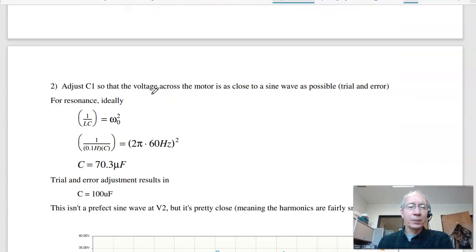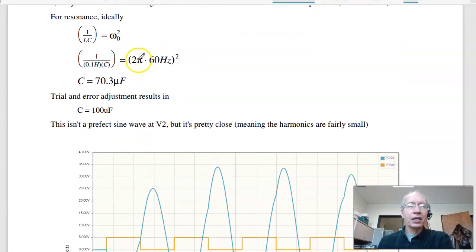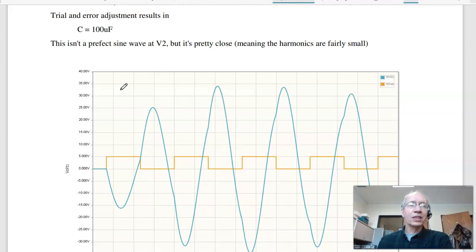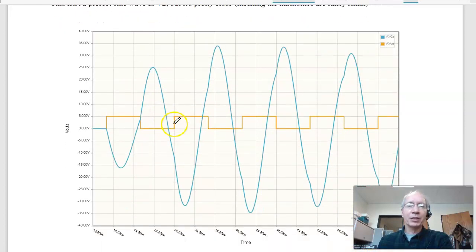To fix that, what I can do is change C. Theoretically, for an LC tank, the resonant frequency is 1 over LC. That's omega naught squared. I want that to be 60 Hertz, so C should be 70 microfarads. That didn't quite work, so I just played around with C and reran the simulation. I found about 100 microfarads works fairly well. That looks almost like a sine wave.